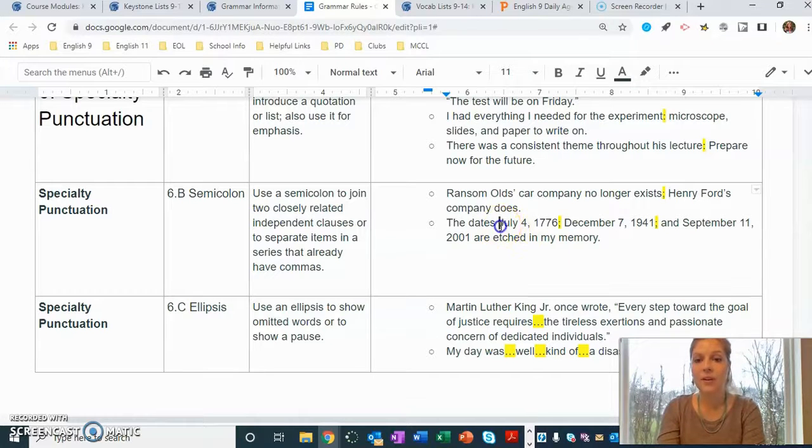Alright, and then if you have a list of 3 dates that already have commas in them, then you separate the dates with a semicolon. So the dates, July 4th, 1776; it's like a big comma. December 7th, 1941; and September 11th, 2001 are etched in my memory. Otherwise, without it, it would be confusing because you wonder, is July 4th the first thing and then 1776 the second thing, etc. So those are the rules.